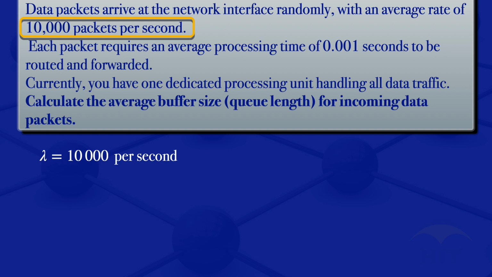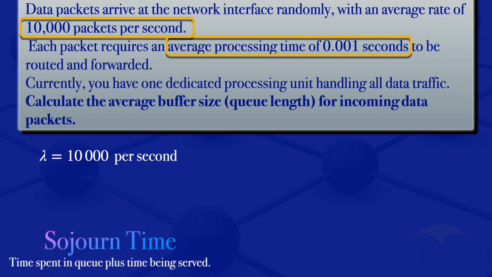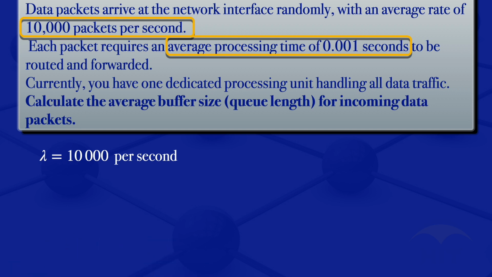We are also given that each packet requires an average processing time of 0.001 seconds to be routed and forwarded. So this is the time spent in the queue plus the time spent being served. So what we are having there, that's the sojourn time. So I can go on and write that the sojourn time, E of S, is equal to 0.001. Then go on and look at what we are asked to calculate there.